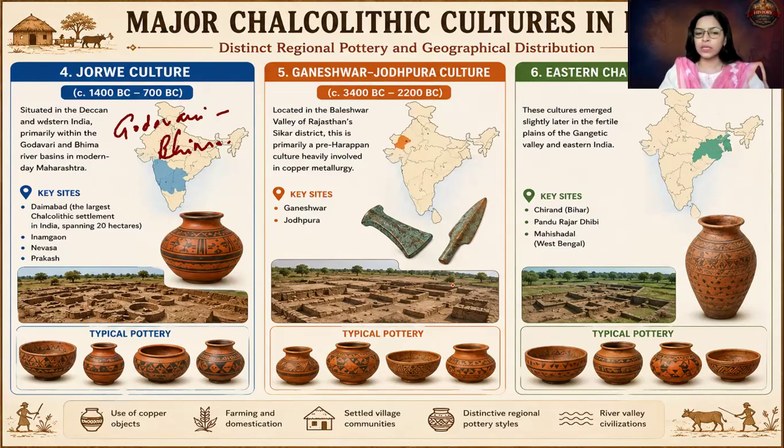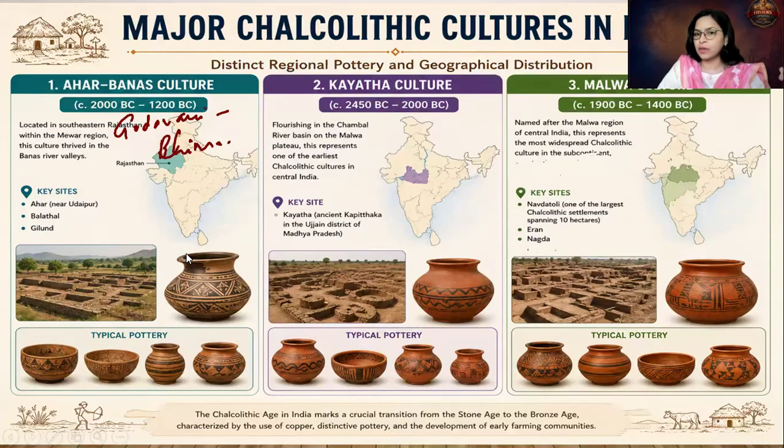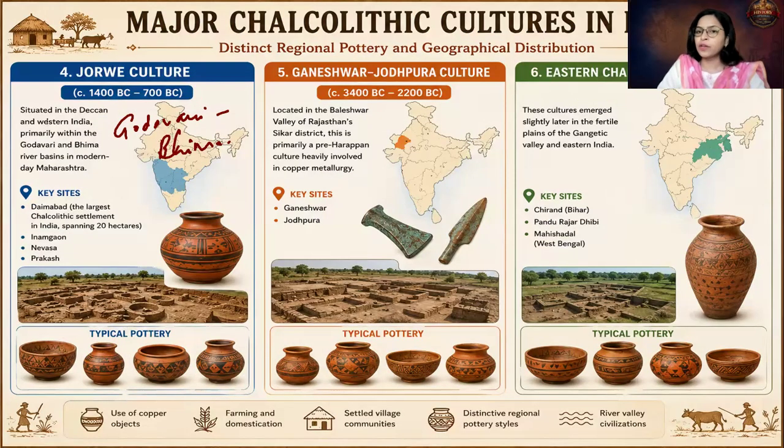I hope all these Chalcolithic cultures are pretty clear. So six important Chalcolithic cultures are there which you need to remember. First, Ahar Banas. Second is Kayatha. Third is Malwa. Fourth is Jorwe. Fifth is Ganeshwar Jodhpura, which is the earliest culture. And Jorwe is the last one because it goes up to 700 BC. Can you see the timeline? 1400 BC up to 700 BC. So it is the last ending phase. And then we have the sites in Eastern India.